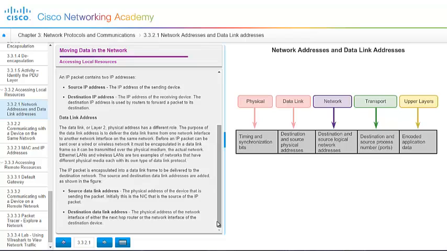The data link address is your layer 2, and it's your physical address, and it has a different role. The purpose of the data link address is to deliver the data link frame from one network interface to another network interface on the same network. Before an IP packet can be sent over a wired or wireless network, it must be encapsulated in a data link frame so that it can be transmitted over the physical medium, the actual network. And in it we have the source data link address, and that's the physical address of the device that is sending the packet. Initially, this is the NIC, or the network interface card, that is the source of the IP packet, and then the destination data link address, and that's the physical address of the network interface of either the next hop router or the network interface of the device.